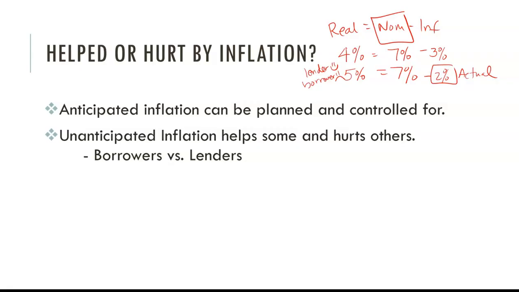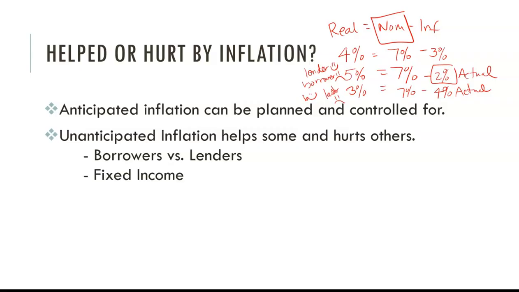If instead actual inflation was higher than anticipated, let's say 4%, now the real rate is dropping. Real rate goes down to 3%. So now the borrower is happy. You're paying less than you expected, and the lender is sad. They're earning a lower amount than anticipated. So unexpected or unanticipated inflation is going to help some people, hurt others, because the actual inflation rate is going to be higher or lower than what we predicted.